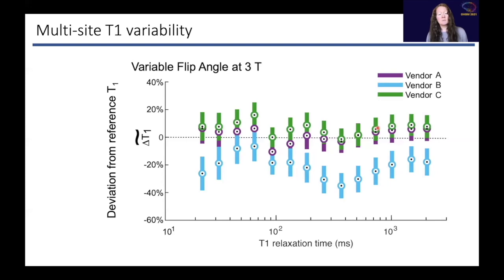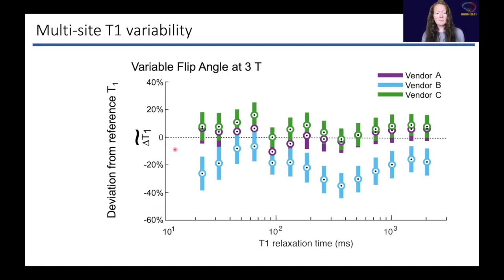If we look at variable flip angles, this is a faster T1 measurement method. Again, we have the T1 relaxation times on the x-axis, and we have the deviation from the reference or the known value on the y-axis. I want to highlight that I've changed the y-axis limits on you.